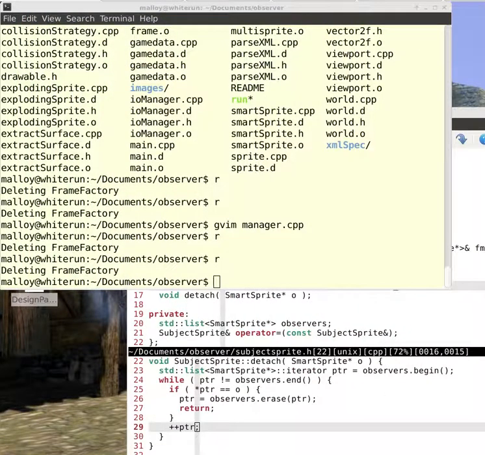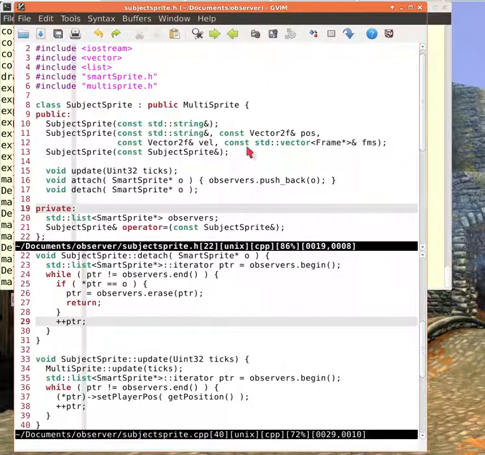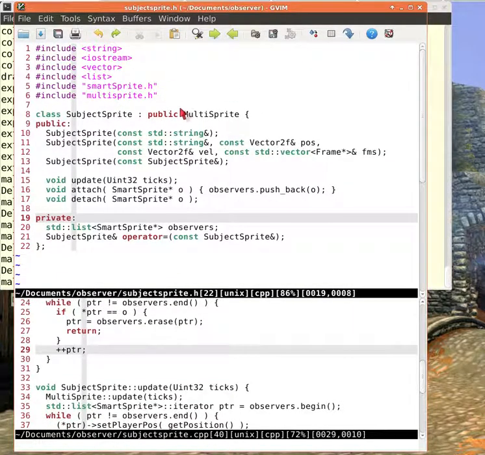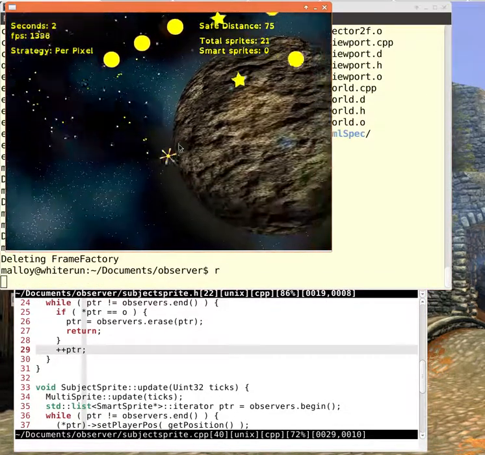Okay, that's that part. How do we do the communication? Well, the communication happens really through the observer pattern. So what I have here is, let me show you the subject sprite. The subject sprite is a multi-sprite. Remember, it was a spinning star. Let me just recall that it's a spinning star. So this one's the subject.